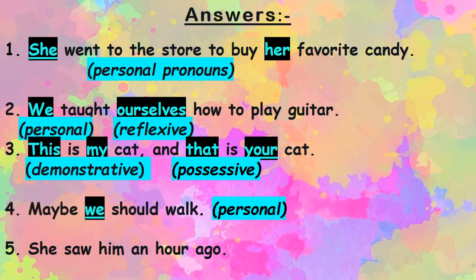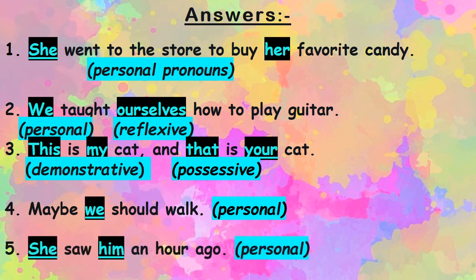Number 4. "Maybe we should walk." We is a personal pronoun. Last but not the least, "She saw him an hour ago." Again, she and him both are personal pronouns.